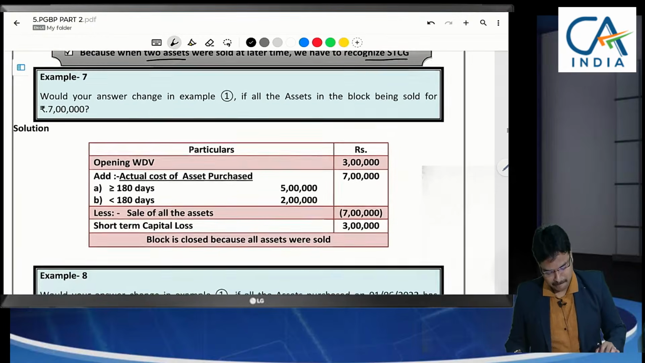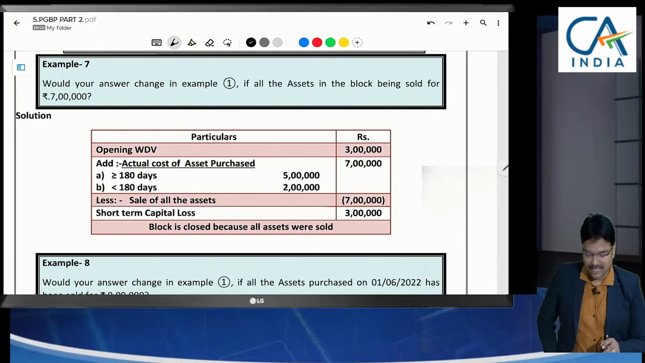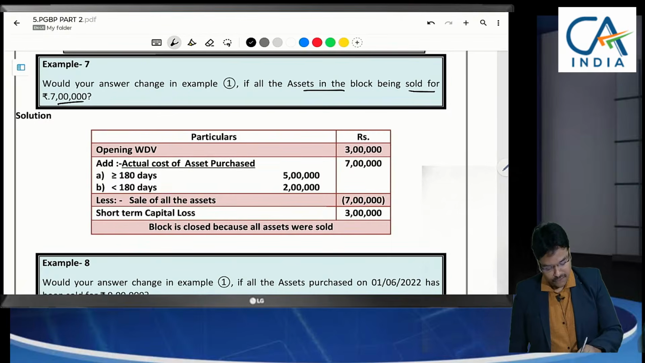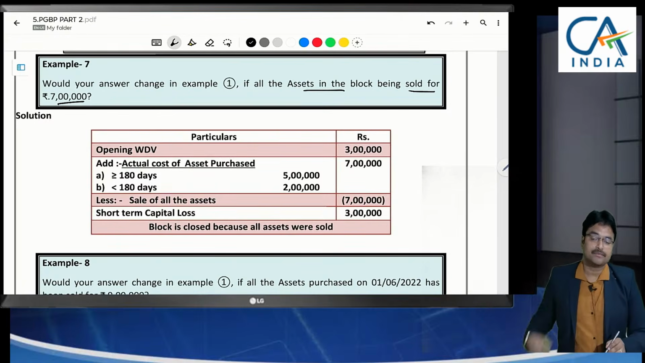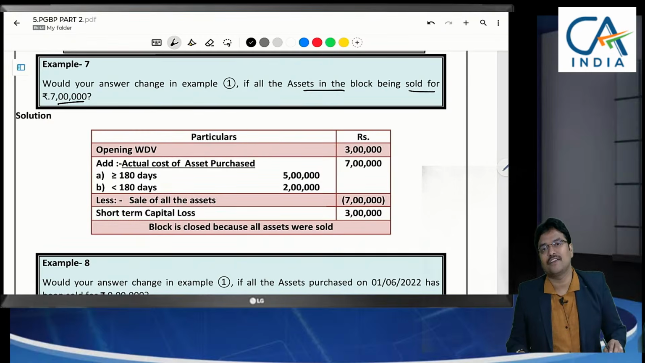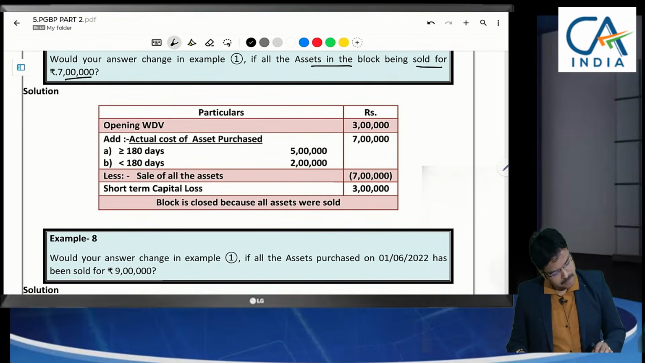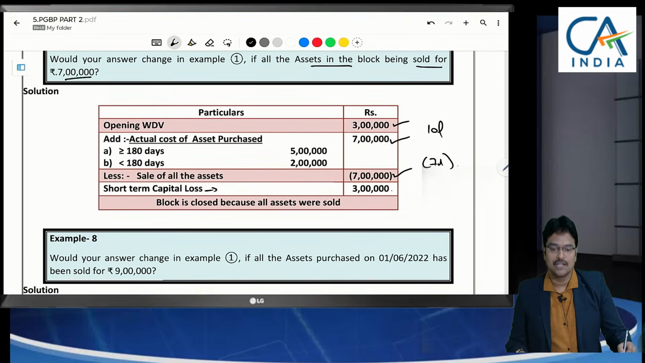Now coming to the next example. Would your answer change if all the assets in the block were being sold for 7 lakhs? All the assets in the opening block were sold for how much value? 7 lakhs they are saying. Now tell me what we need to do in this case. All the assets, so 3 lakhs is the opening block, addition 7 lakhs. Now sale of all the assets for 7 lakhs. Block value is 10 lakhs which was sold for only 7 lakhs. So 3 lakhs will be treated as short term capital loss.